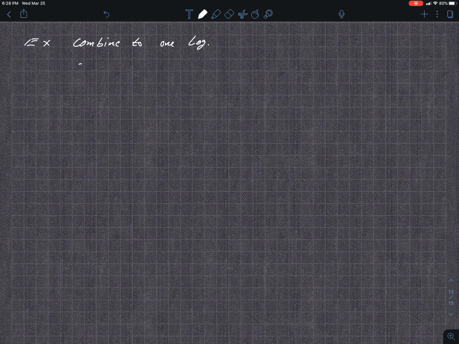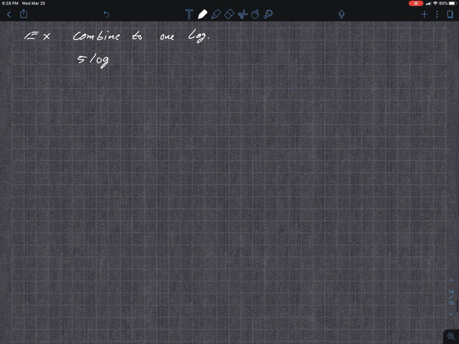So suppose you had 5 log base 10 of C minus 4 log, again base 10, of K. And you want to combine that, so that was the question. You want to bring up the powers first. That's the first thing we need to do. So it's log of C raised to the 5th minus log of K raised to the 4th.